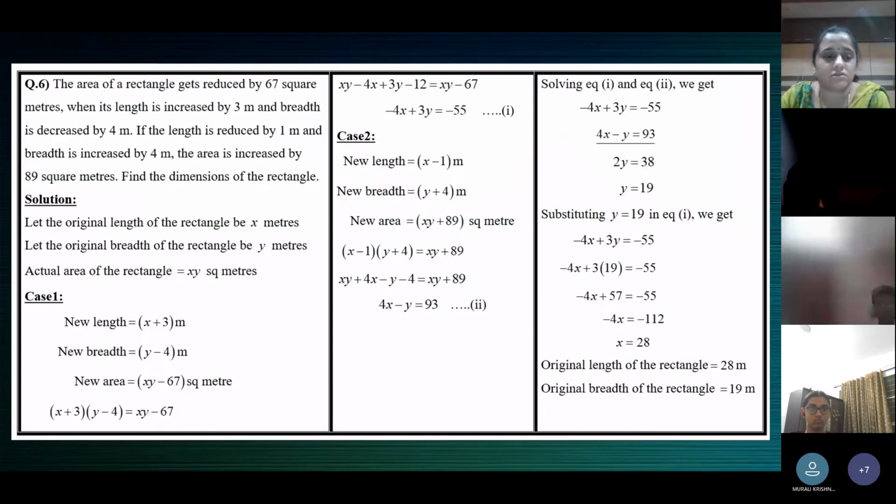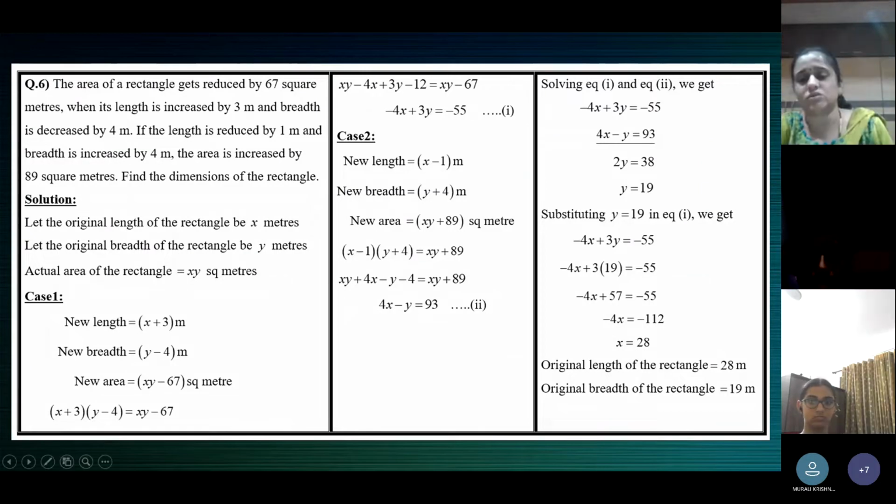So children, here is the solution. Take a screenshot. You can see the question and the answer. Go through the answer. Ask me your questions.